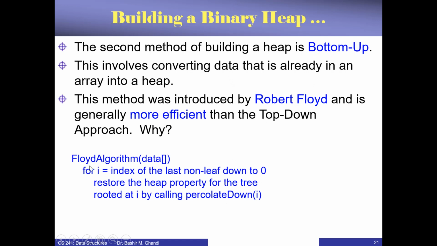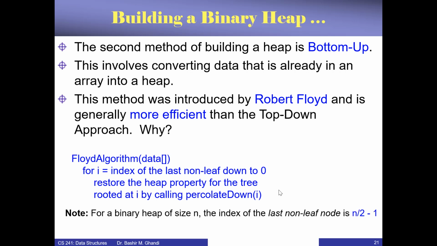For each value of i, restore the heap property for the tree rooted at i by simply calling the percolate down method. Let me remind you, the index of the last non-leaf node you obtain using this formula: n over 2 minus 1.